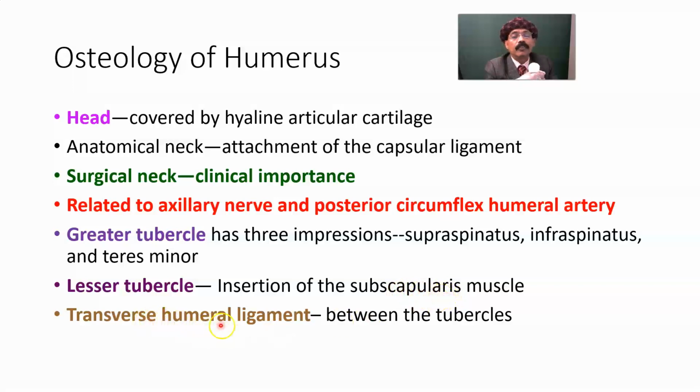Transverse humeral ligament is a ligament between the lateral lip and the medial lip of the intertubercular sulcus or bicipital groove. They make a passage for the long head of biceps brachii, its synovial sheath, and the ascending branch of the anterior circumflex humeral artery going through the bicipital groove, and it is covered by the transverse humeral ligament. Okay, we got that. Now we'll go to the next slide here.